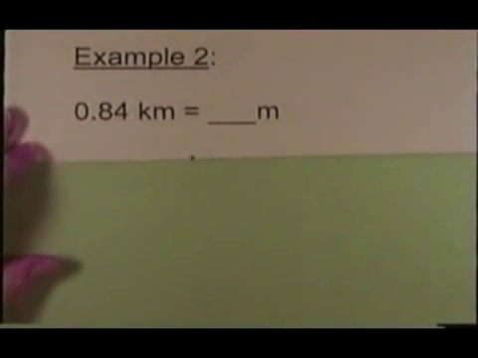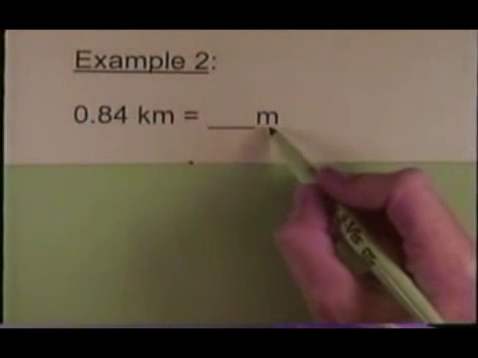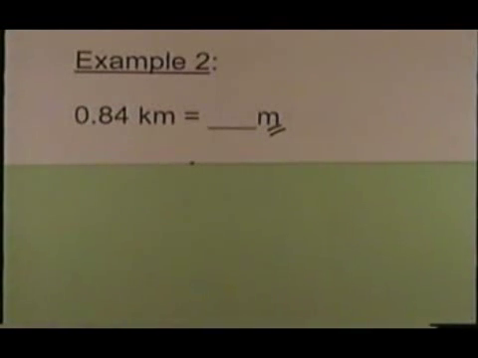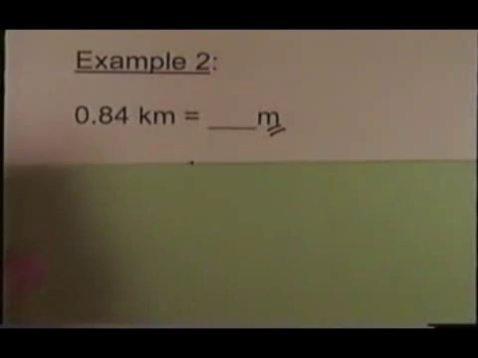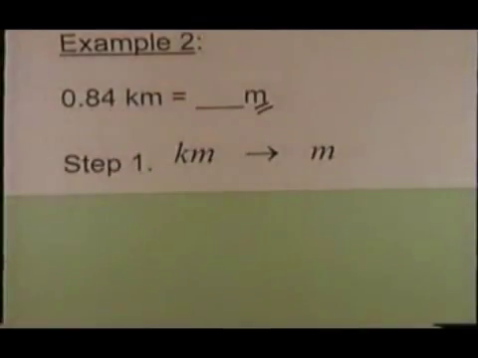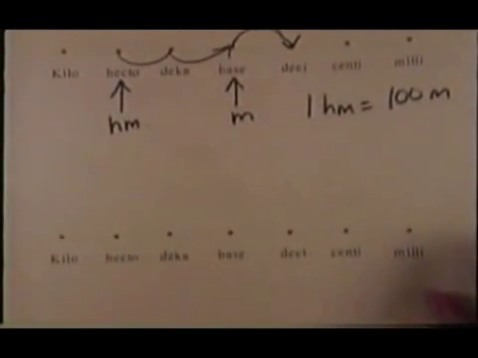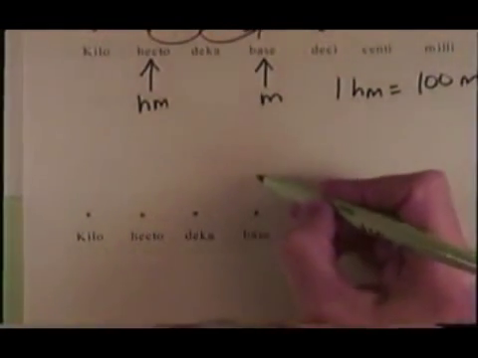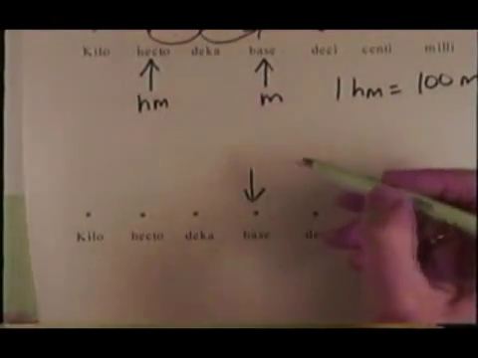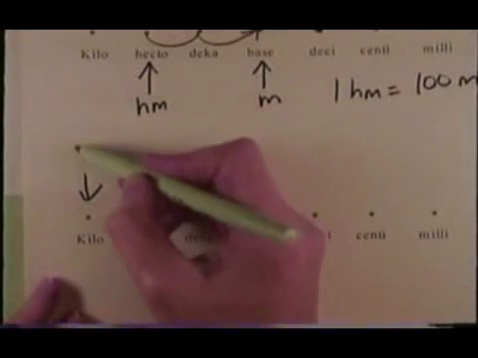Example 2. 0.84 kilometers equals how many meters? Since this is the base unit, this problem will require only 1 step, only 1 conversion. So our map is from kilometers to meters. So we need our conversion fact here, so I'm going to pull out my chart again to show you that once more. The base unit is here. Kilometers are here.